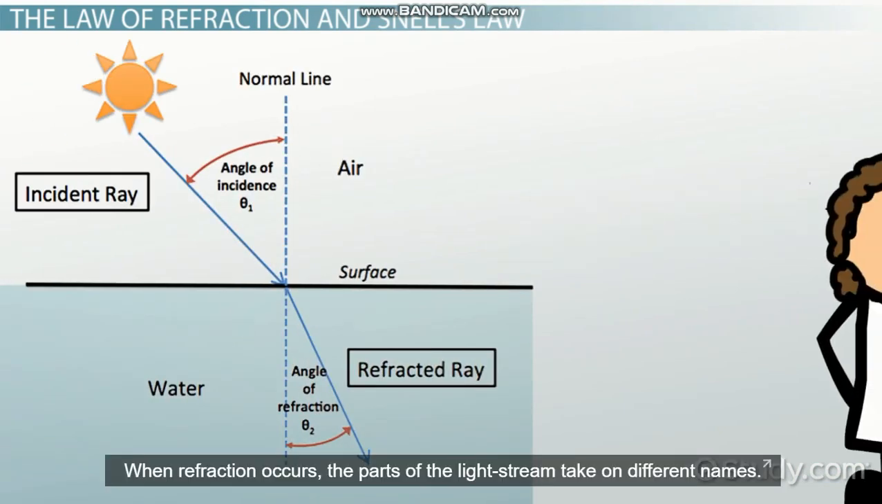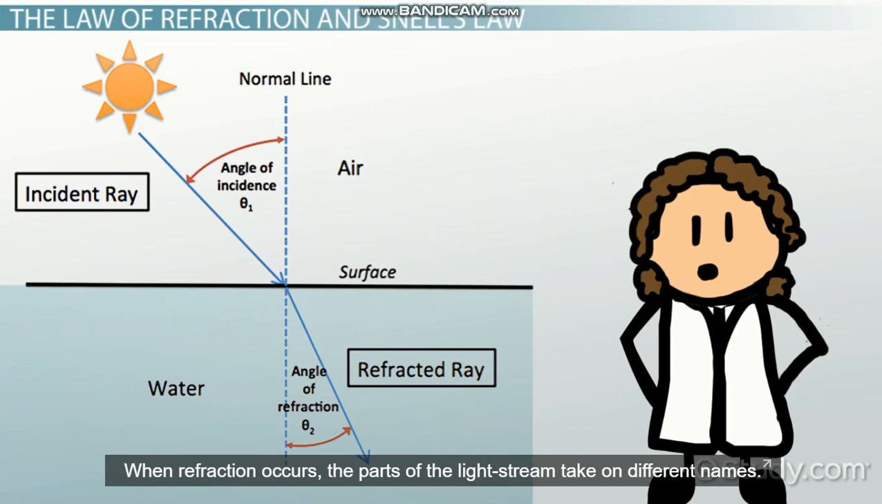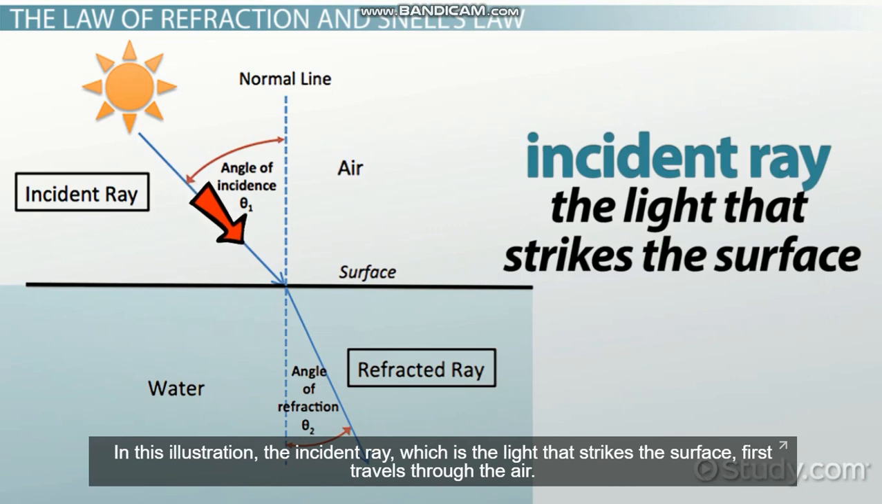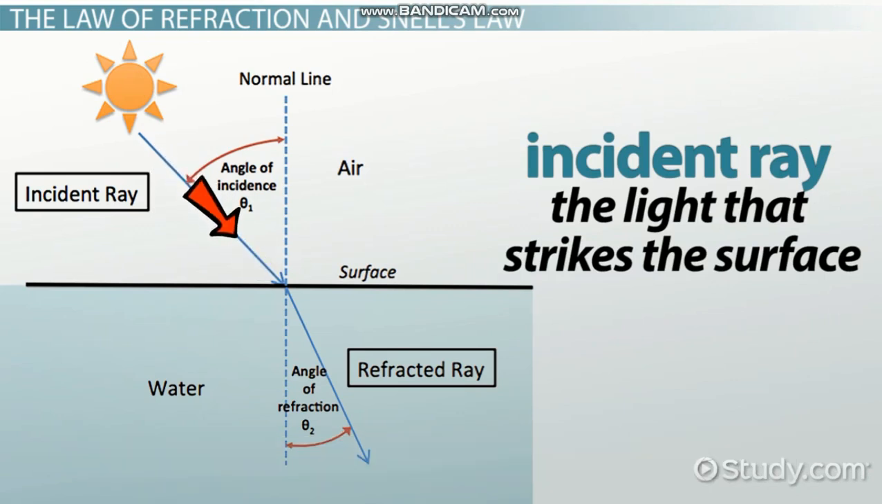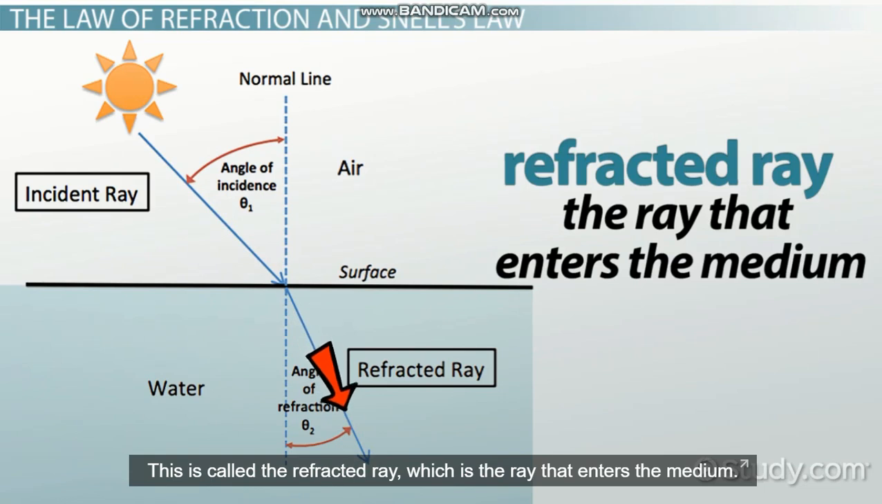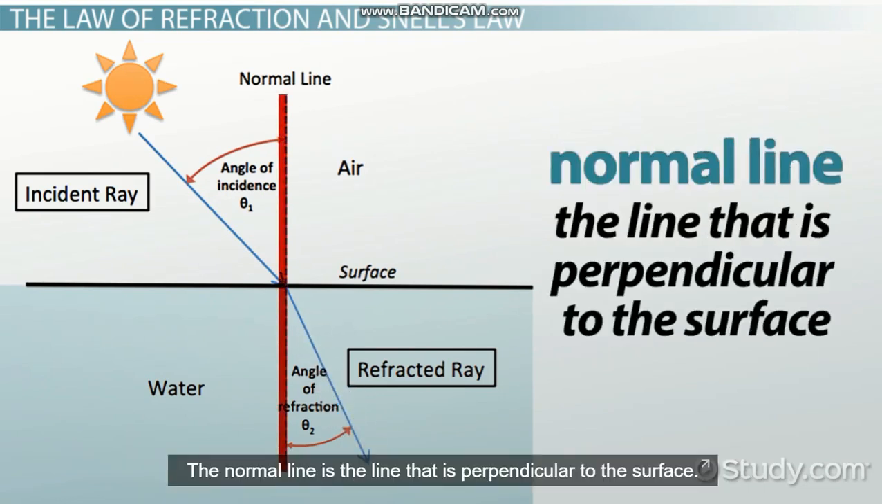When refraction occurs, the parts of the light stream take on different names. In this illustration, the incident ray, which is the light that strikes the surface, first travels through the air. However, when it hits the surface of water, the light bends, or is refracted. This is called the refracted ray, which is the ray that enters the medium. The normal line is the line that is perpendicular to the surface.